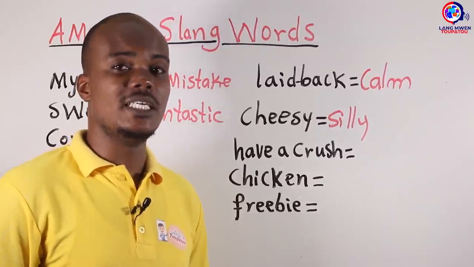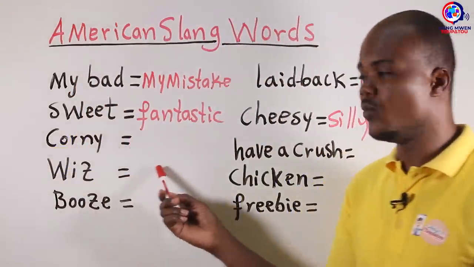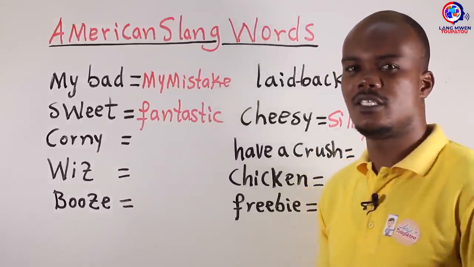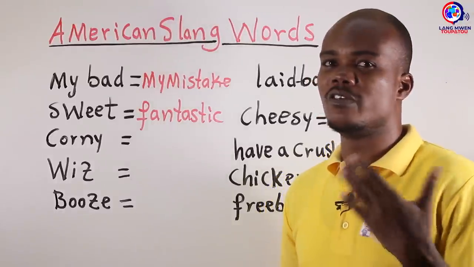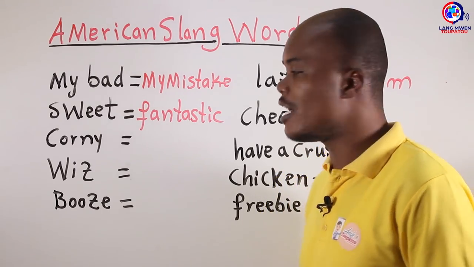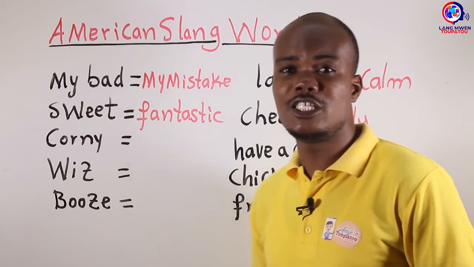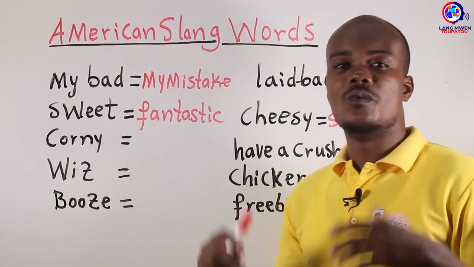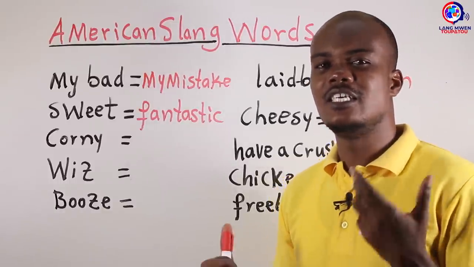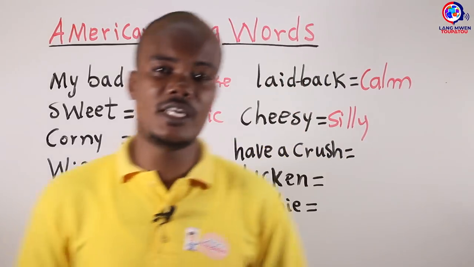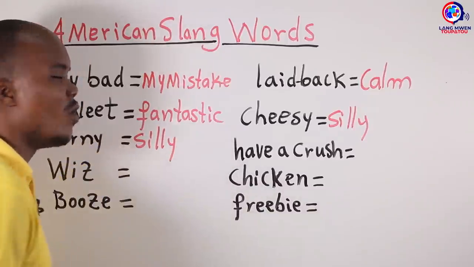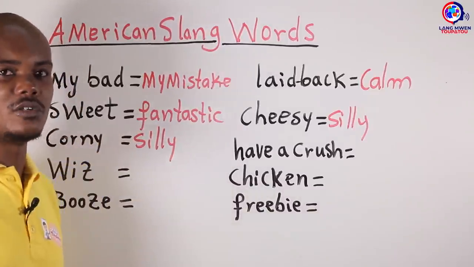Another way of saying silly in English, you can use this slang word, which is corny. When you say corny, you say silly. For example, you can go to your friend's house, and he says to you, my mom and dad are there. Don't tell corny jokes. When they say don't tell corny jokes, they say don't tell silly jokes. Okay? When I say corny, corny means silly. Corny jokes are silly jokes.